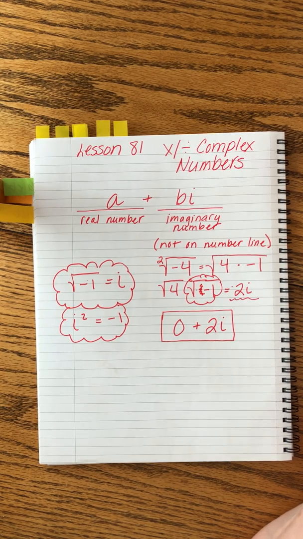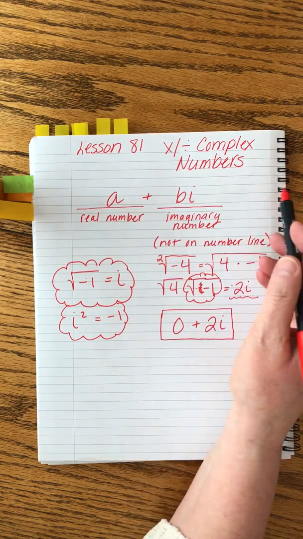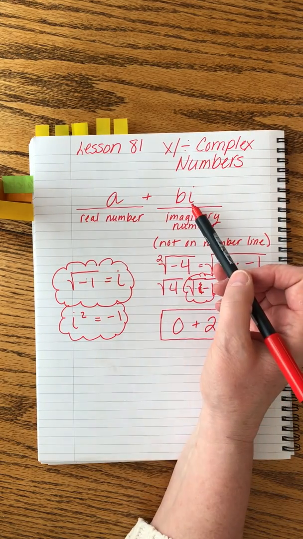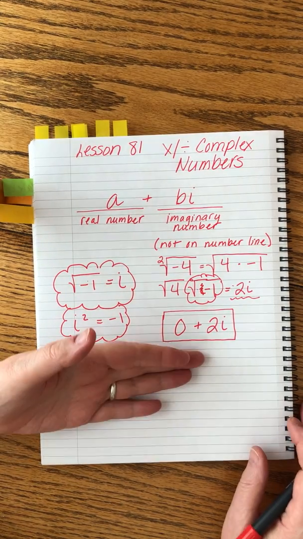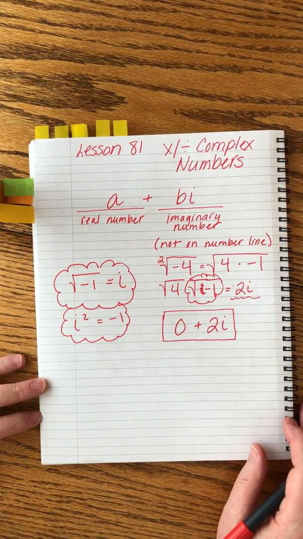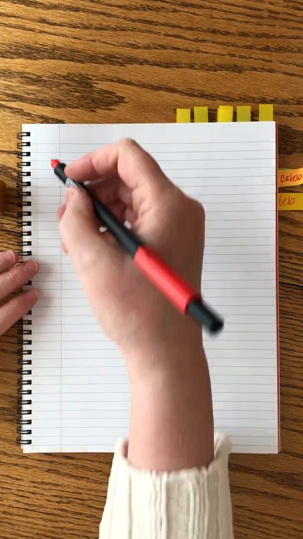Okay, so this is what we already know. We've added and subtracted. We know that's not a big deal. You might have a big long string of numbers. You combine all the real numbers. You combine all the imaginaries. That's not hard at all. We treat the i just like any other variable, although it's not technically a variable. But let's practice the multiplying and dividing.